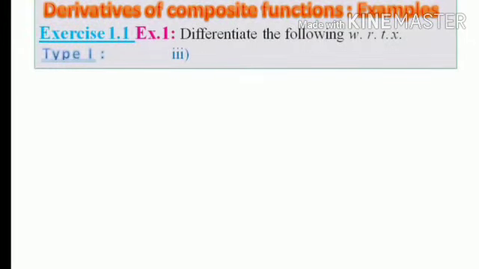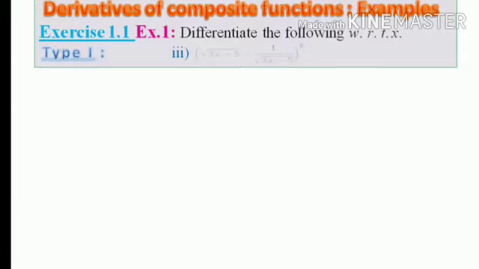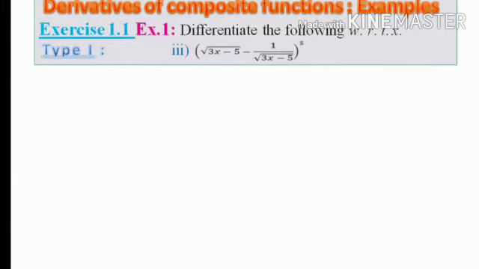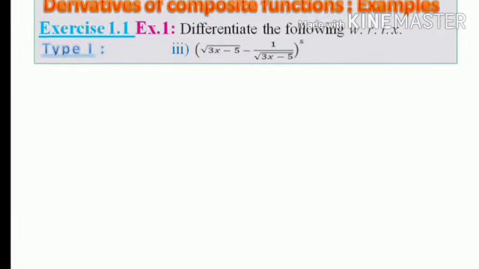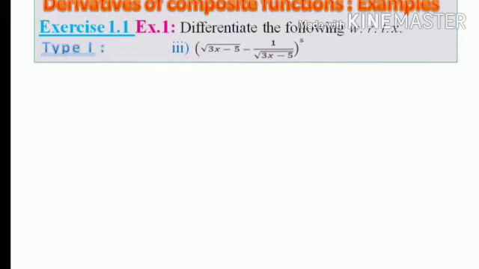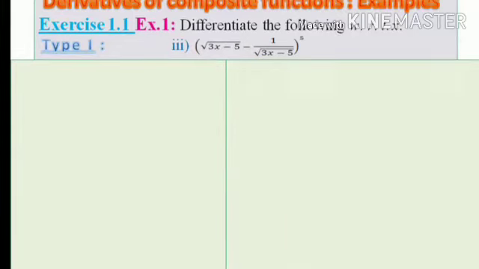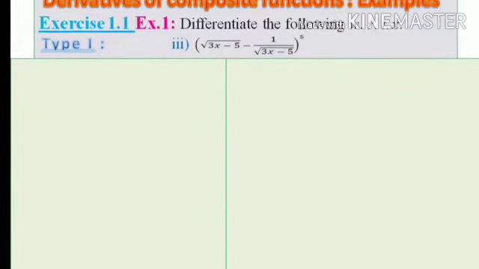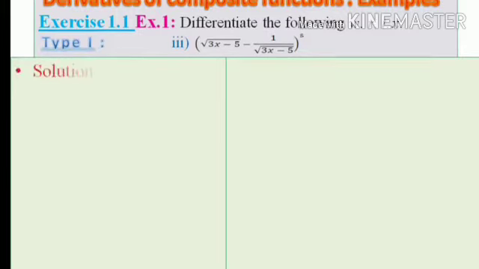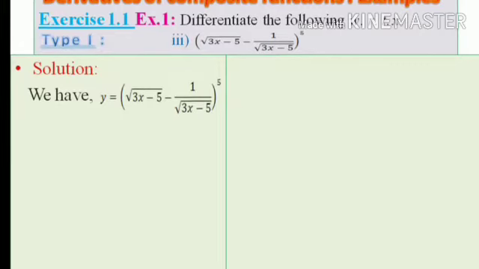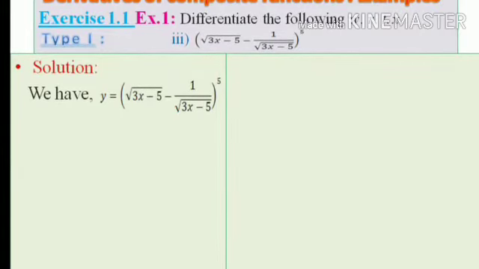Now take the third example of the first type: differentiate the given function with respect to x. The given function is the bracket root of 3x minus 5 minus 1 upon root of 3x minus 5, bracket raised to 5. Therefore the solution: y equals the bracket square root of 3x minus 5 minus 1 upon square root of 3x minus 5, bracket raised to 5.